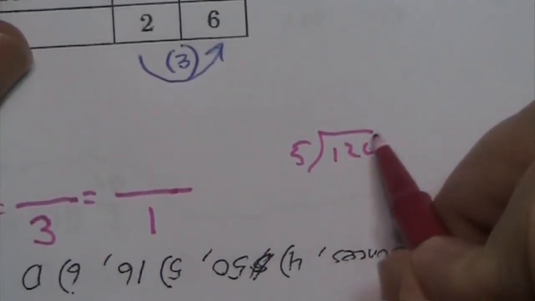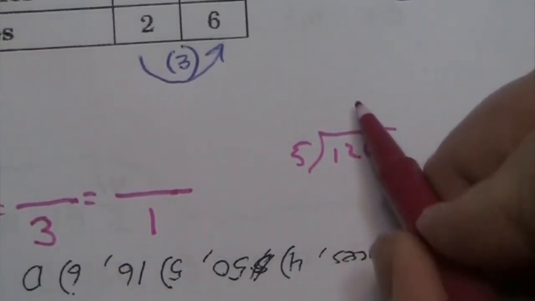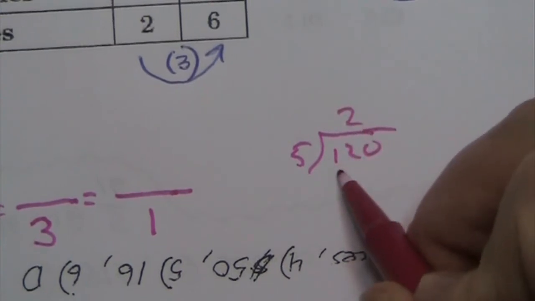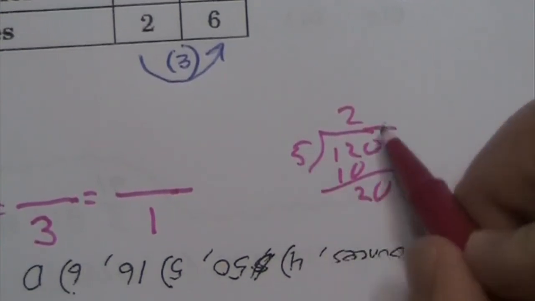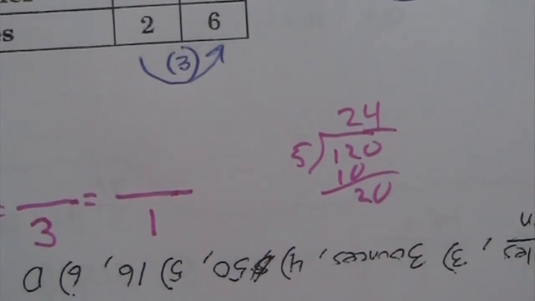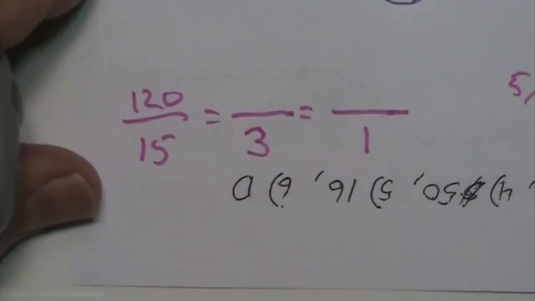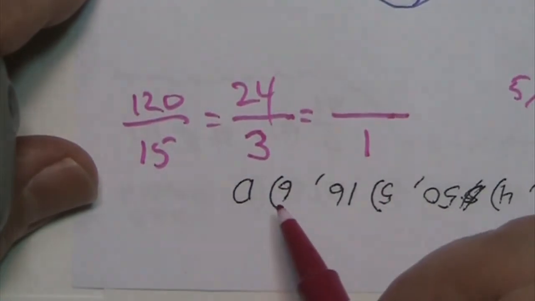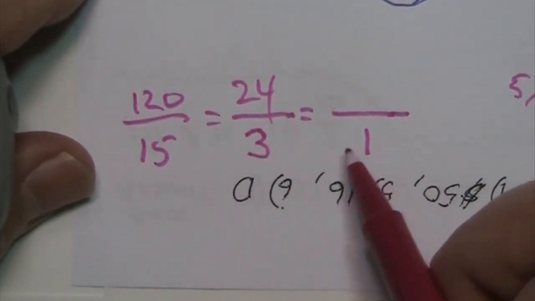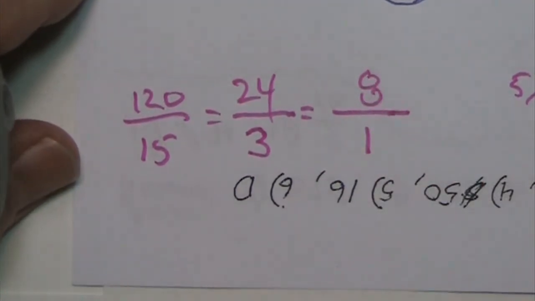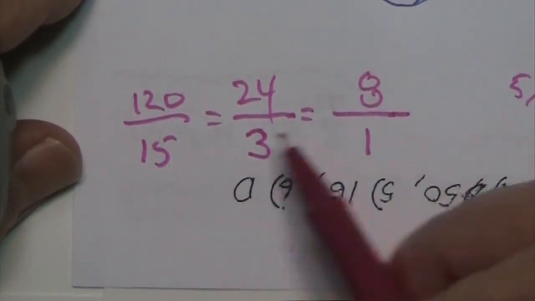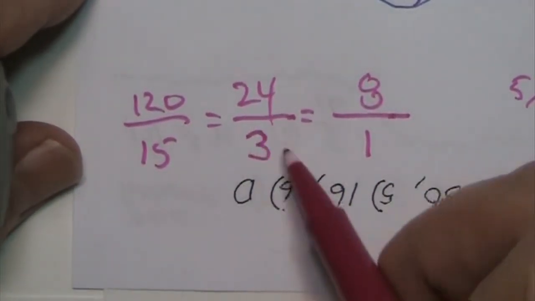5 goes into 120. 5 goes into 12 2 times. 2 left over, bring down the 0. 5 goes into 20, 24. And then 3 goes into 15. If I divide by 3, I get 8. So it comes out the same if you choose to do this method.